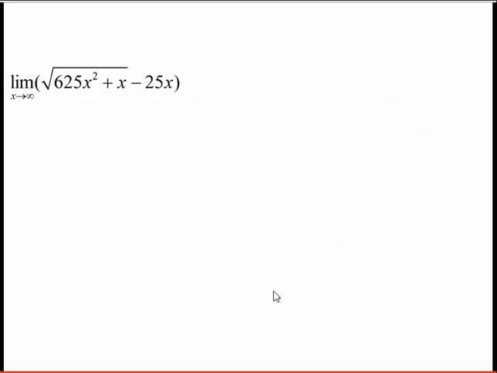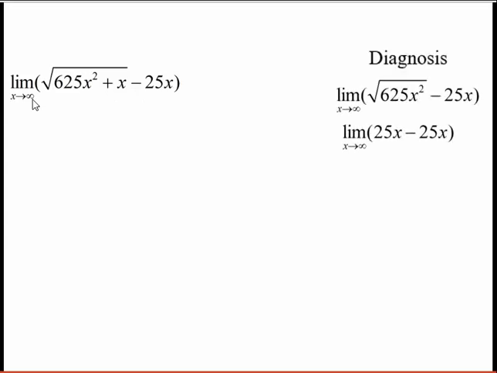We have another similar example, but in this case we have a negative sign here, and x approaches infinity. If we do the diagnosis, by the definition of the absolute value function, this one gives me positive 25x. So negative 25x and positive 25x, you cannot cancel because x approaches infinity. So this is an infinity minus infinity form. Now we need to do some algebraic work.